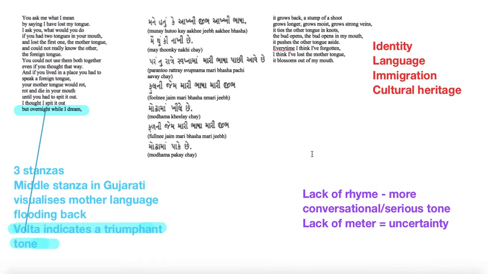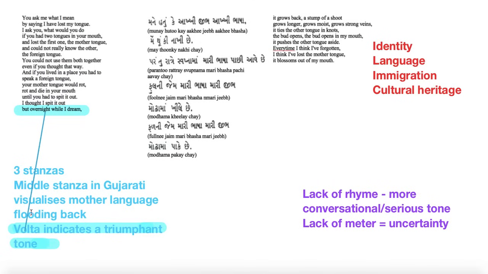Okay, so looking at the structure, form and themes and so on, we've got 3 stanzas. The middle stanza, as we've mentioned, is in Gujarati. I think this helps visualise how the mother language floods back. So it's almost like she doesn't even expect it to, because in the first stanza she's so concerned about having to spit out her mother language, and then suddenly in the next stanza we have all this Gujarati. So I think visually it helps the reader appreciate how her language seems to just come back when she least expects it.